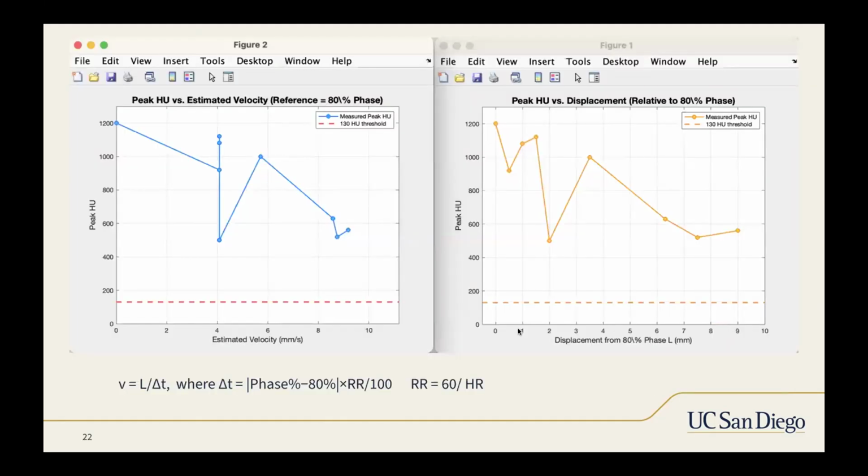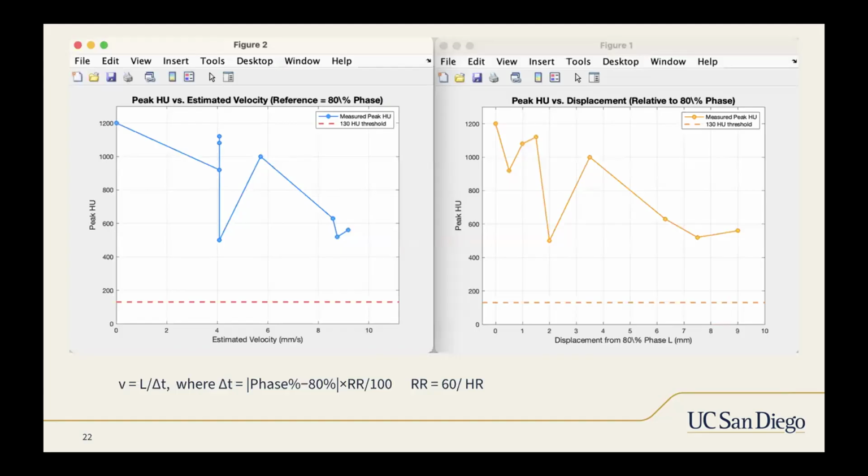Okay, and then next slide. So here we have two graphs. We're showing the plaque velocity curve. So we're seeing how fast the calcified lesion is moving in millimeters per second at each gated phase when you measure its displacement relative to the 80% diastolic reference.